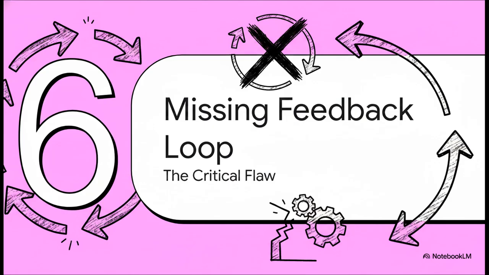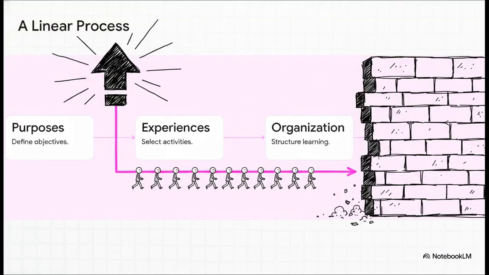Section 6. The missing feedback loop. The critical flaw. Because as airtight as this system seems, I did promise to reveal the major limitation of Tyler's 1949 framework. So, the crucial point is that this highly influential model is entirely linear. It marches straight from determining purposes, to planning experiences, to organizing those activities, directly into the final evaluation. And then it just abruptly stops. It hits a solid brick wall. The whole process basically ends with that final grade.